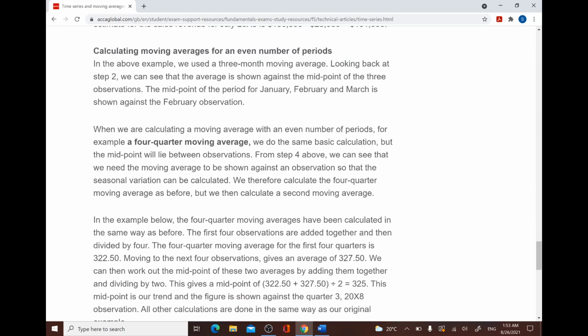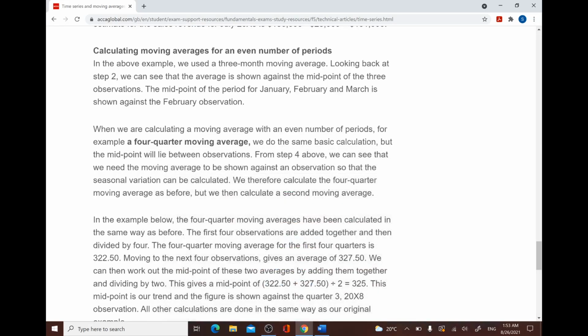So it depends on which method you are using. Now, of course, we're here to look at the very last part of this article: calculating the moving averages for an even number of periods. Now, we're talking about 3 months, 7 days. In the first place, those were just the odd numbers, but we are now talking about the even number, for your information.